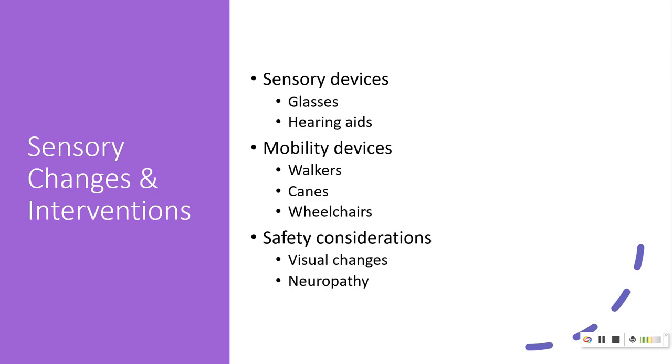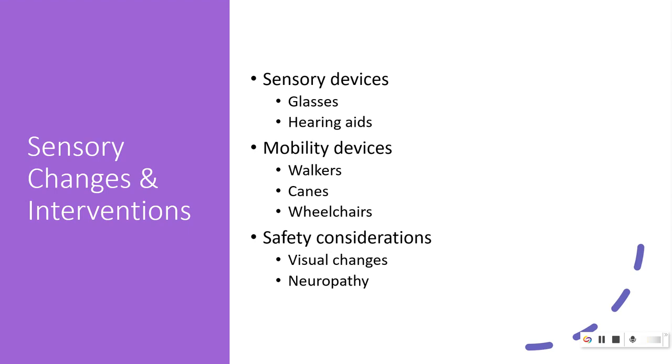We want to look at sensory changes and any interventions that we might need for that. So sensory devices. I don't know about anybody else, but if I don't have my glasses on, I can't hear. I don't know why that is, but it just happens to be that way for me. So do they have their glasses on? Do they have the right glasses on? Are they wearing somebody else's glasses? And are those glasses clean, so they're not all blurred?